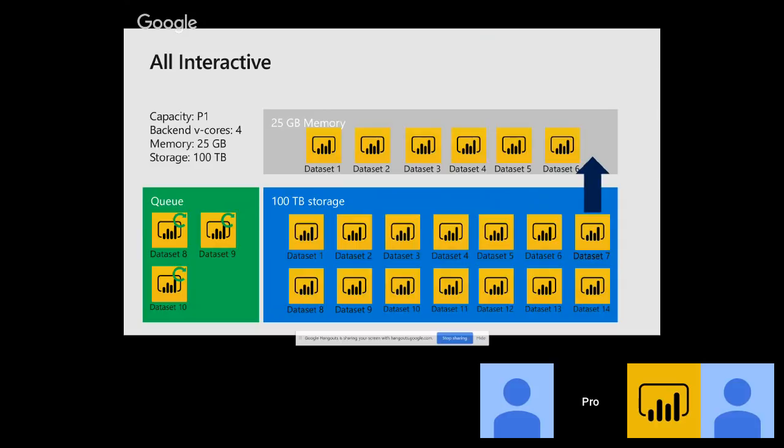Now, data set number 7 wants to be queried, but we have no memory for it. So we'll go through the process. Is there anything that can be evicted? The answer is no, because everything's active. And are there any refreshes we can go and queue? Nope, everything's being used for querying. The refresh queue is actually already starting to back up. So now what do we do?